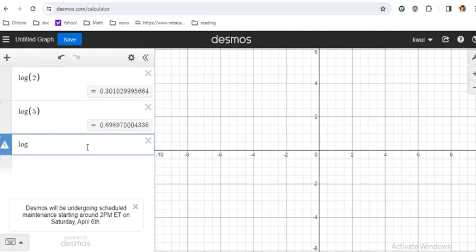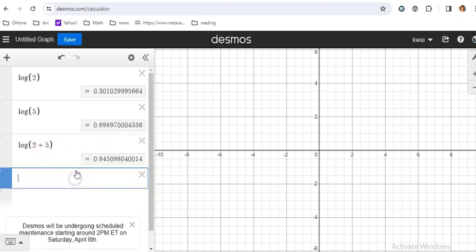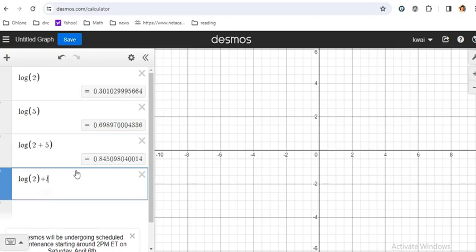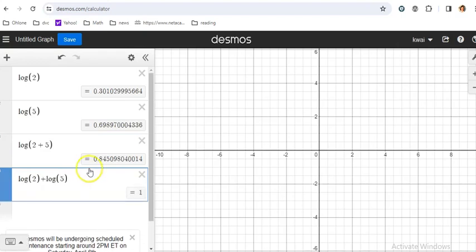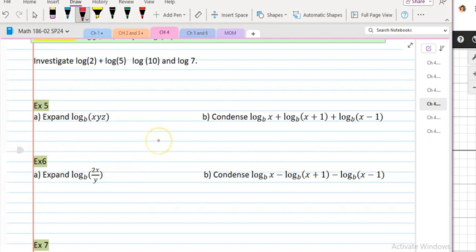If I do log of 2 plus 5, that obviously is not log 2 plus log 5. Obviously not the same. Log 2 plus log 5 is 1. Log of 2 plus 5 inside is 0.8. So they're not the same. So you cannot split a log into individual things.